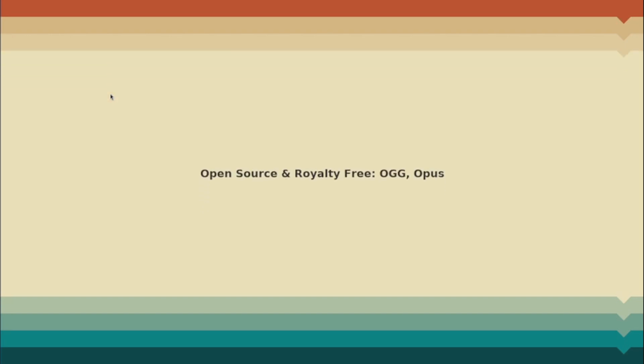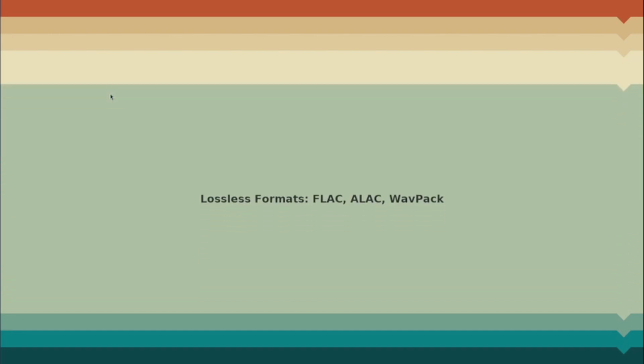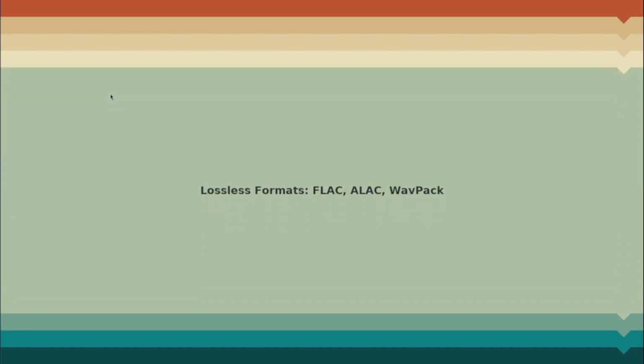Now, if you love open source, you'll see OGG and Opus. They are free to use, no license headache, and Opus especially is amazing for streaming and calls. Fun fact, Discord and WhatsApp actually use Opus behind the scenes to make your voice sound clear, even on bad internet.